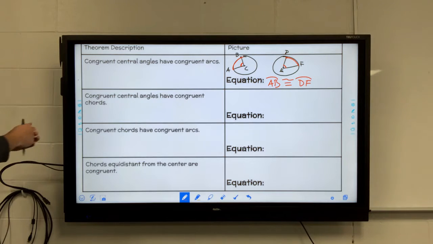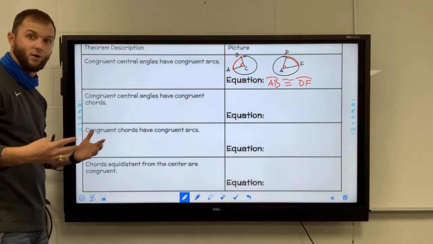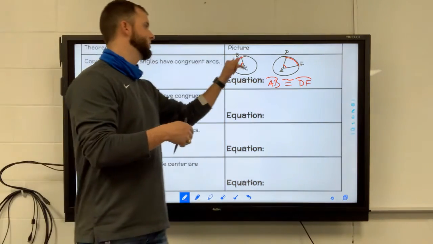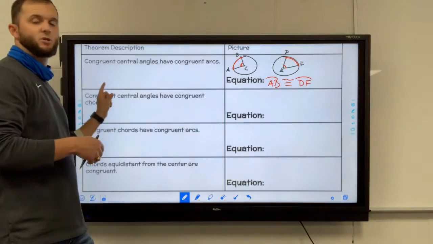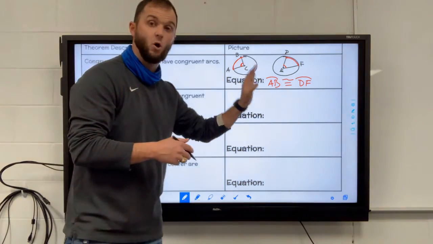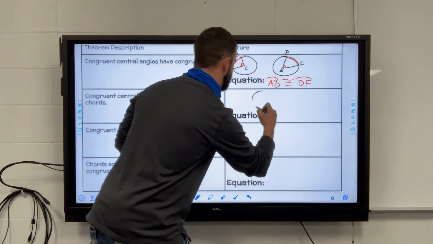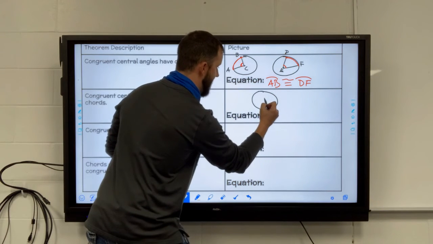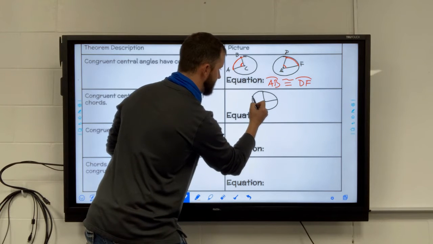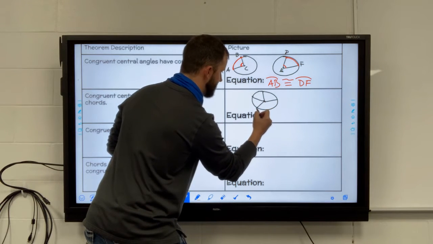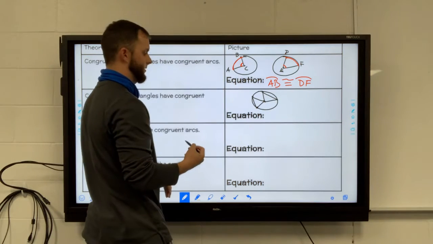The next one says if you have congruent central angles, then they have congruent chords. So it's kind of the same thing. If the two central angles are congruent, then the arcs are congruent, and if the two central angles are congruent, then they have congruent chords. For instance, I'm going to draw a circle, and I have a center. I have one angle going this way, and another angle going this way, and then I have chords connecting those two. You see how this looks, okay?